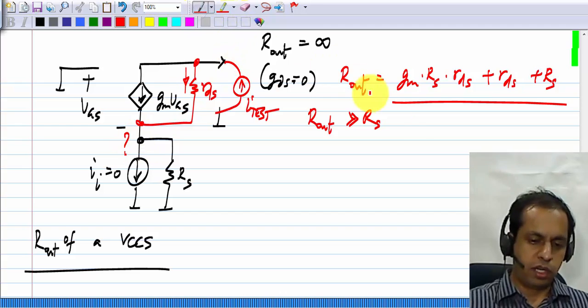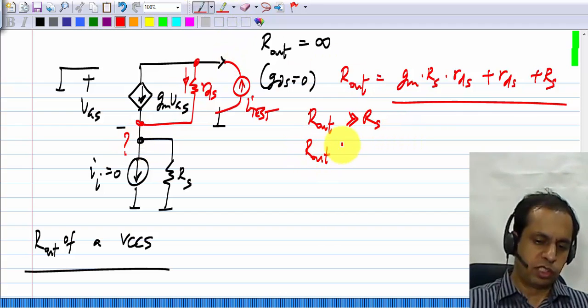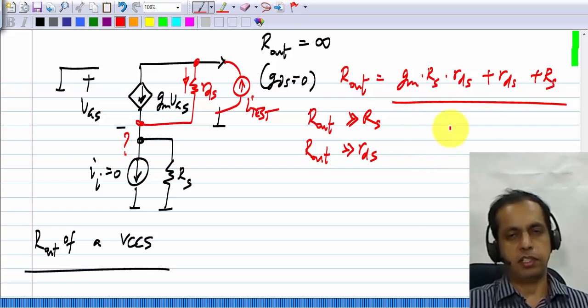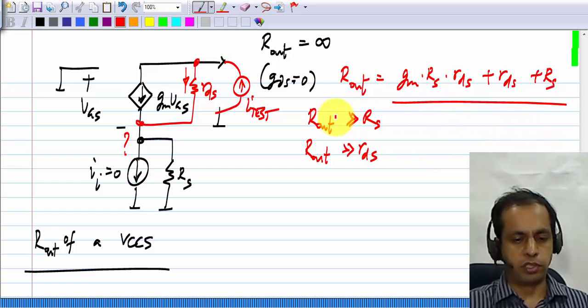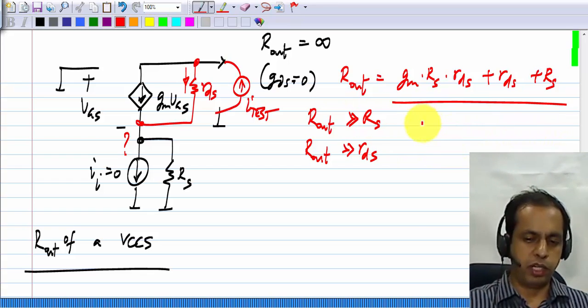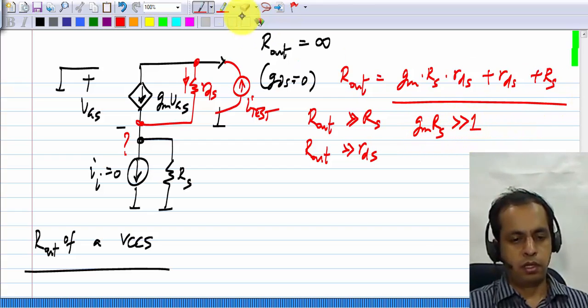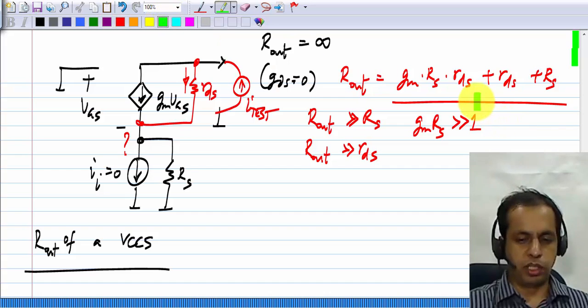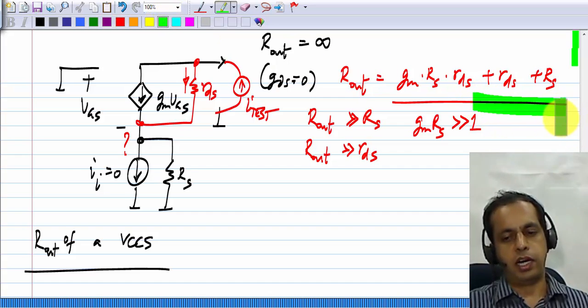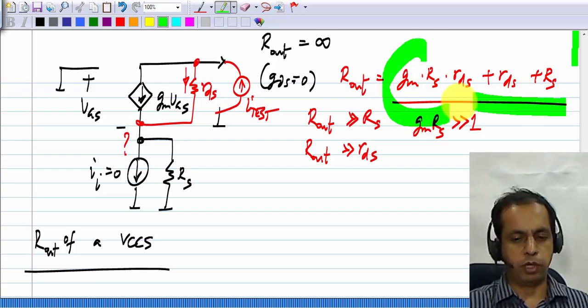Okay. And of course, R out is also much greater than RDS, which is just the output resistance of a transistor, because for this current buffer to work properly, you have to choose gm RS to be much more than 1. Now there are these other terms also in the output resistance, and they will be much smaller than this term, which will be the dominant one.